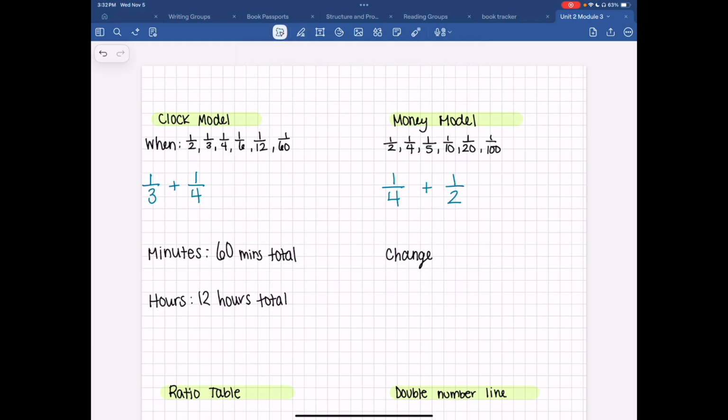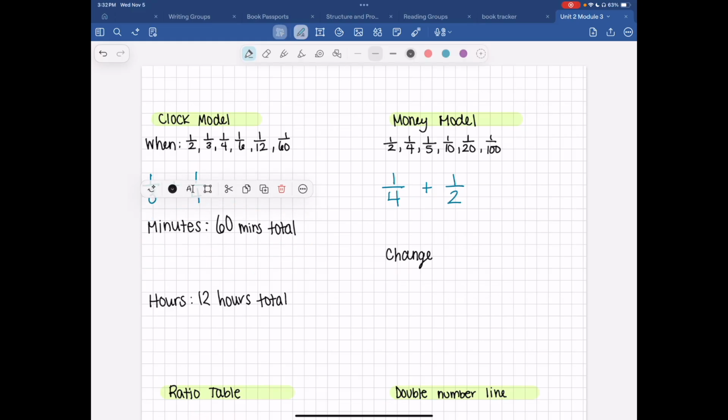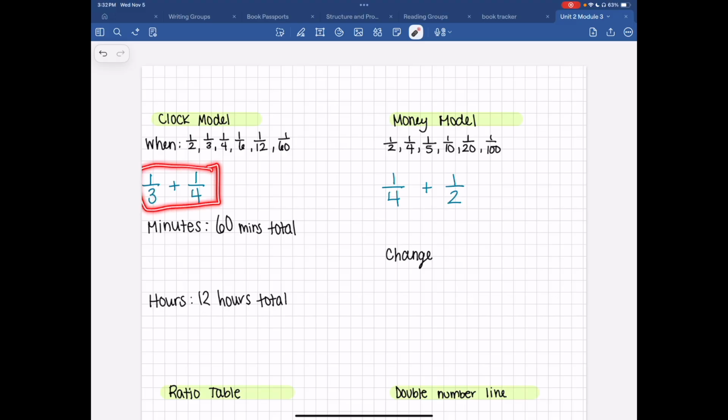Okay. So if I have 1/3 plus 1/4, I need to find some equivalent fractions that are equivalent to 1/3 and 1/4 because I cannot add these together as they are since they have different or unlike denominators. So we have to find a common denominator. Now with the clock model, we can do this by having a denominator of 60 by thinking about it in minutes, or a denominator of 12 by thinking about it in hours. So let's go ahead and start with minutes.